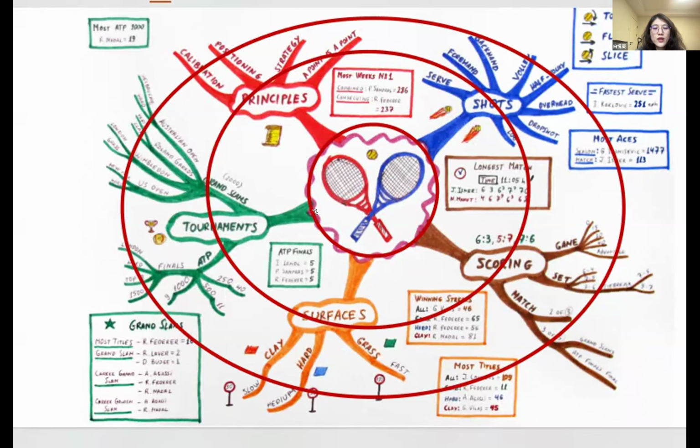So if you want to do a mind map of one topic, the first circle you need to do in field words. For example, here: surface, scoring, principles, shots. This is a field, okay? And then you go to the detail of this field. The third circle is the detail of the second circle, and the fourth circle is the detail of the third circle, and so on.